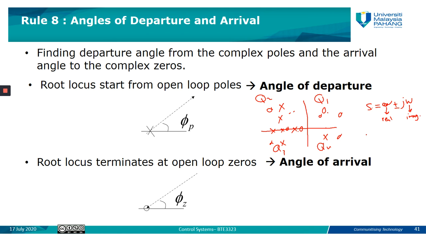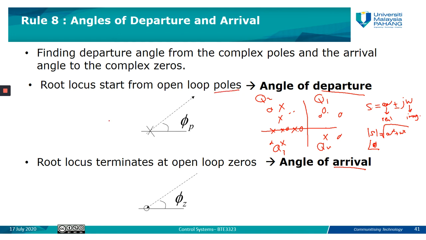So if S consists of two parts, real and imaginary, it should have a magnitude, which equals the square root of sigma squared plus omega squared, and it should have an angle. The angle of S, theta, represents the departure or arrival angle. If it's a pole, it will be a departure angle. If it is a zero, it will be an arrival angle.